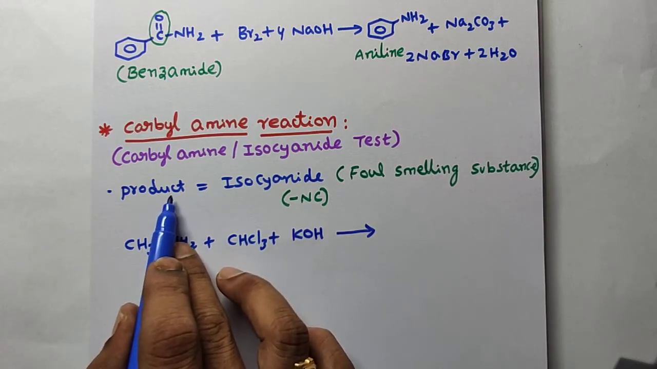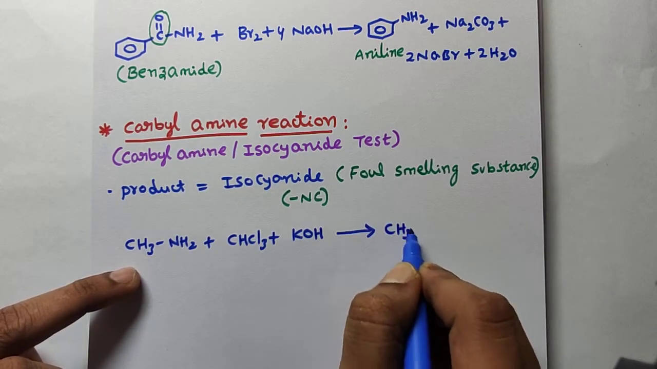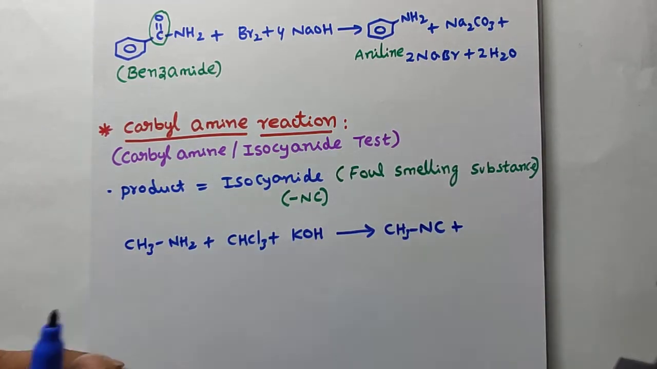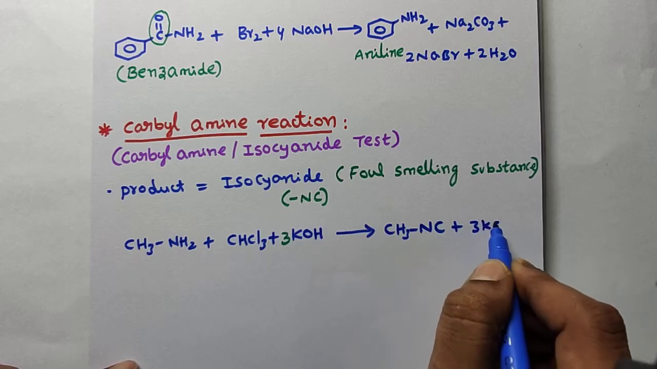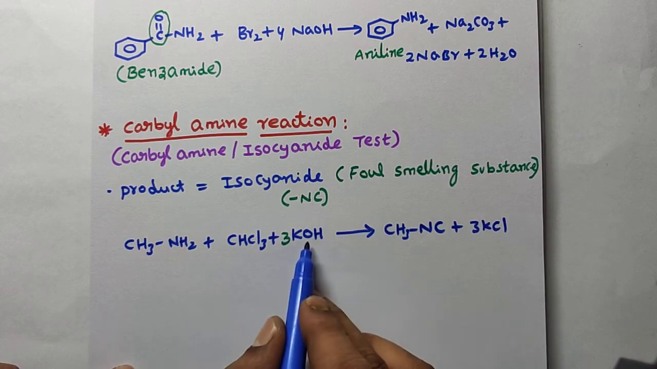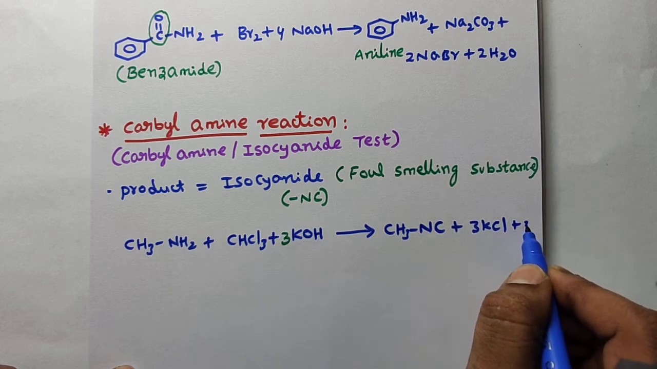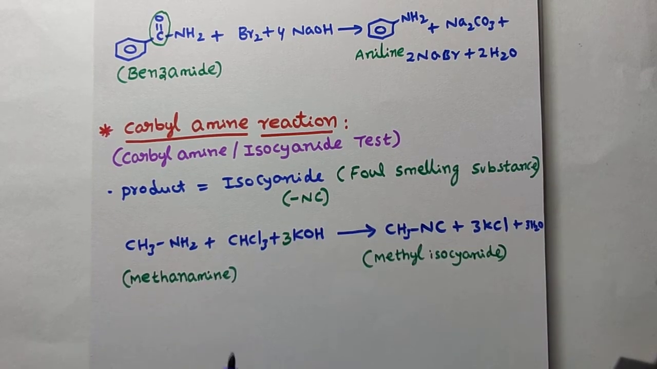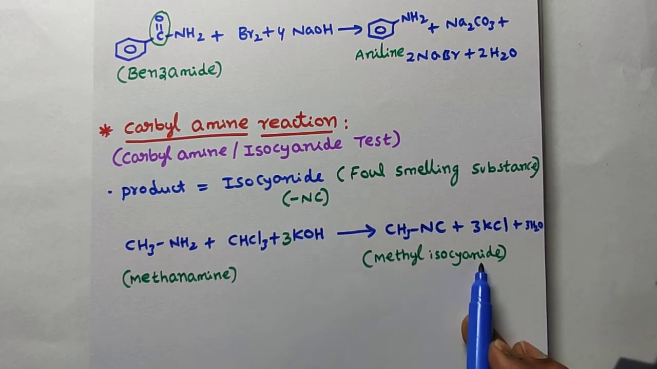Product, anyway I told you. The name only indicates the product, isocyanide. How do you write isocyanide? CH3NC. Plus, in this reaction 3 moles of KOH participate. From here 3 potassiums and from here 3 chlorines will give 3 moles of KCl. The remaining hydrogens and oxygens, 3 oxygens are there, will combine to produce 3 moles of water. In this reaction, methanamine is converted into methyl isocyanide, also called methyl carbylamine.